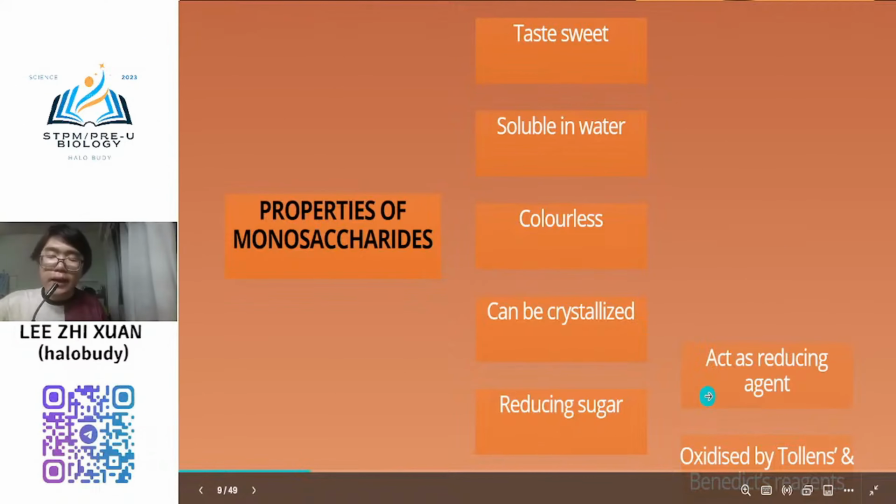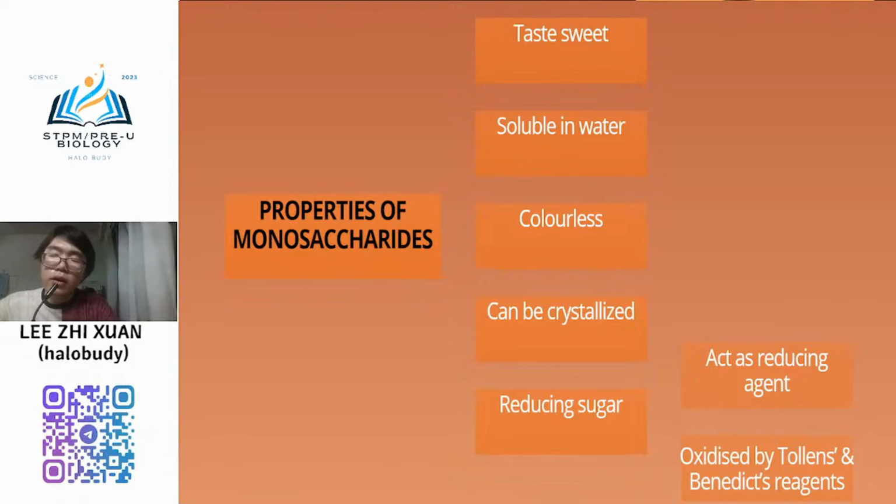So this one, I think in SPM you already know. It can act as a reducing agent and be oxidized by the Benedict reaction. Benedict reaction means that if there is a reaction, your solution will turn into a reddish brown color, right? From colorless to reddish brown. That one you already learned in SPM.